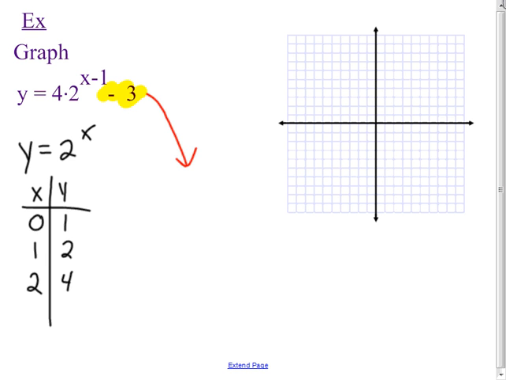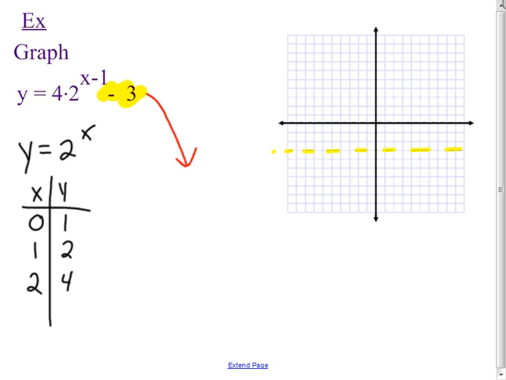The -3 means my horizontal asymptote is going to drop down to y equals -3. So I know I have a horizontal asymptote there. At least it gives you something to work with. If you don't do that right away, it's not a big deal, but it is helpful to do that.